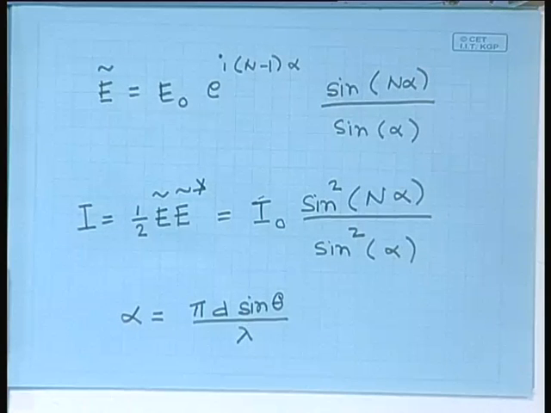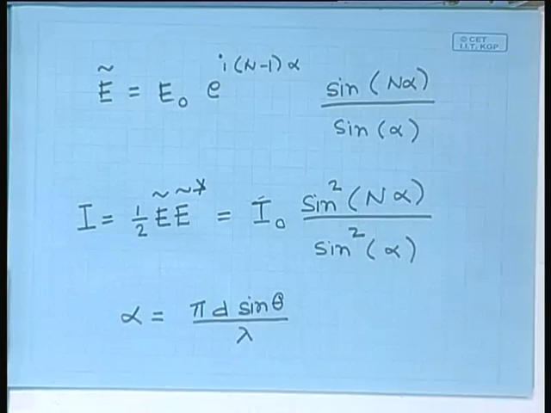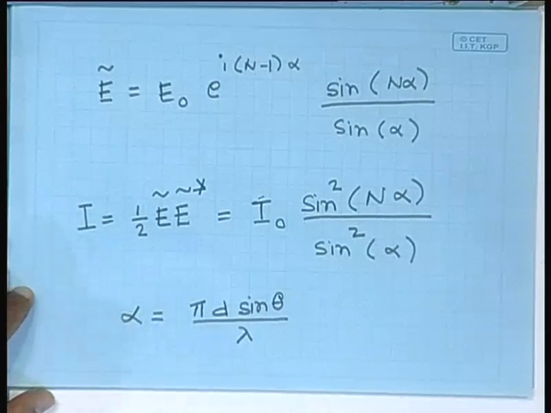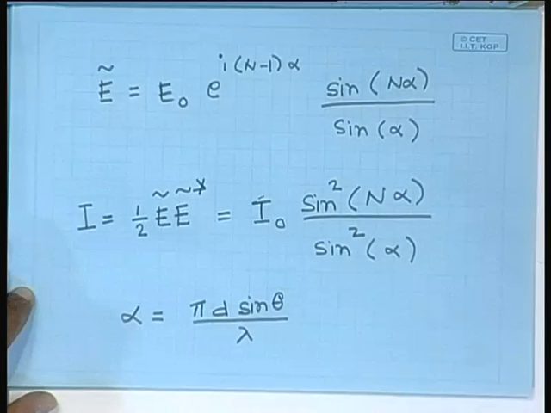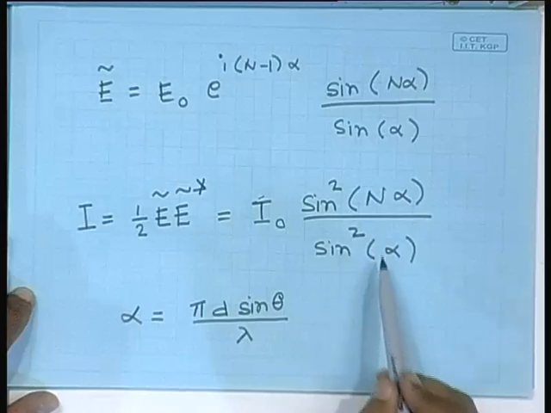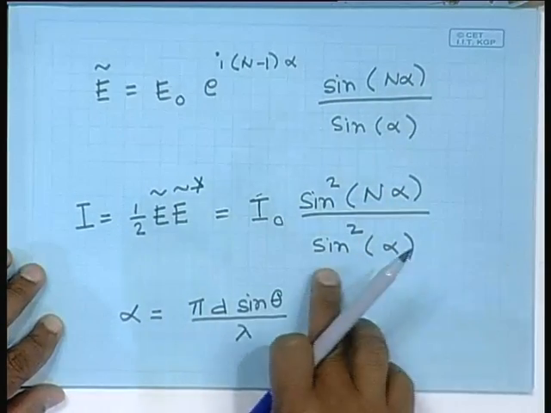Now, let us analyze for a few minutes what this intensity pattern looks like. To start with, let us consider the point where theta is equal to 0. What is going to be the value of the intensity where theta is equal to 0? Theta equal to 0 implies that alpha is also 0. So, I want to evaluate this at alpha equal to 0.